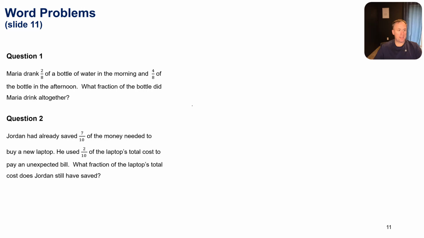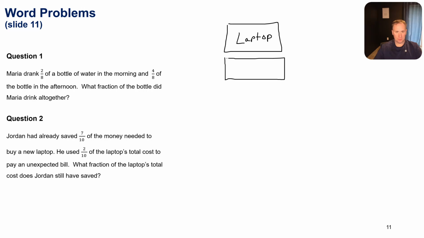Jordan had already saved 7/10 of the money he needed to buy a new laptop. So we're buying a laptop here, and then he is saving some money. So obviously to buy the whole laptop, there's some money involved, dollar bill. He saved 7/10 of what he needed for that laptop. So essentially then he needs another 3/10 to get to the overall amount.